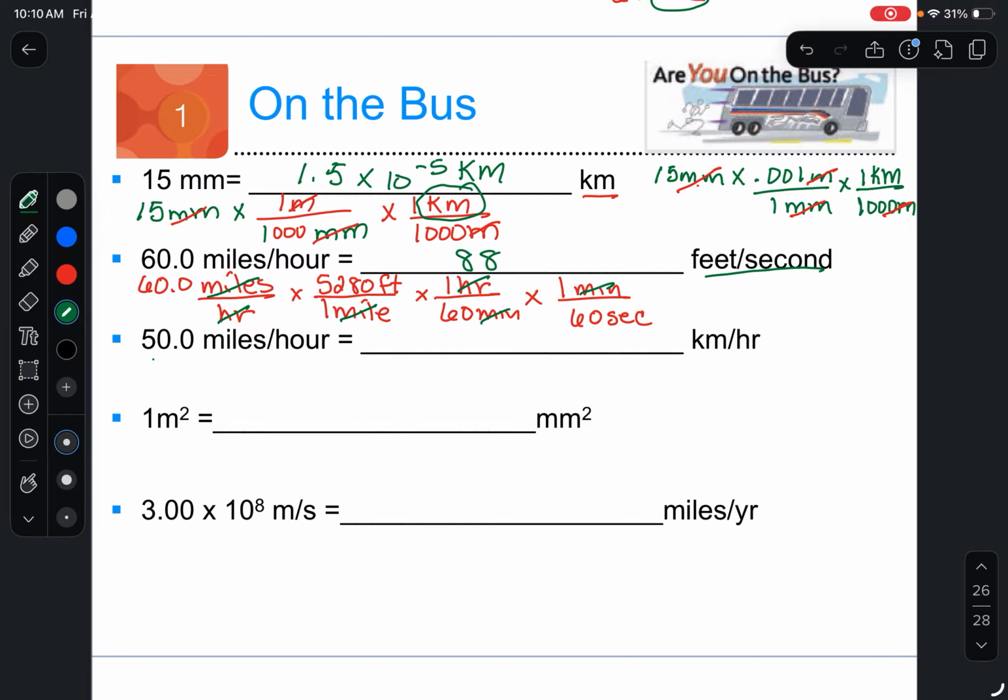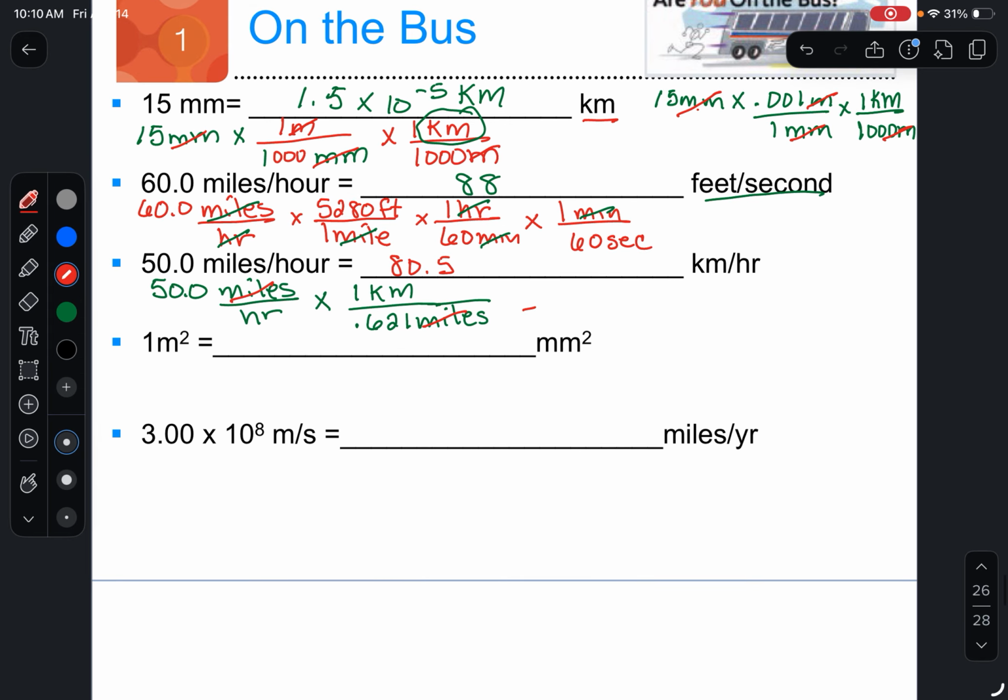Okay, this next one, we have 50 miles per hour, and we're going to kilometers per hour, so we basically just need to convert miles to kilometers. So in 1 kilometer, we have 0.621 miles. Again, we check our units. Miles cancel, so we're left with kilometers per hour, and we get 80.5 kilometers per hour.